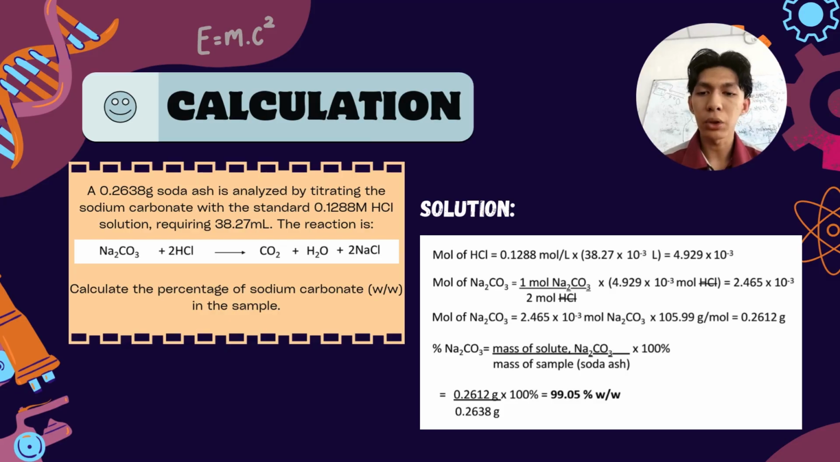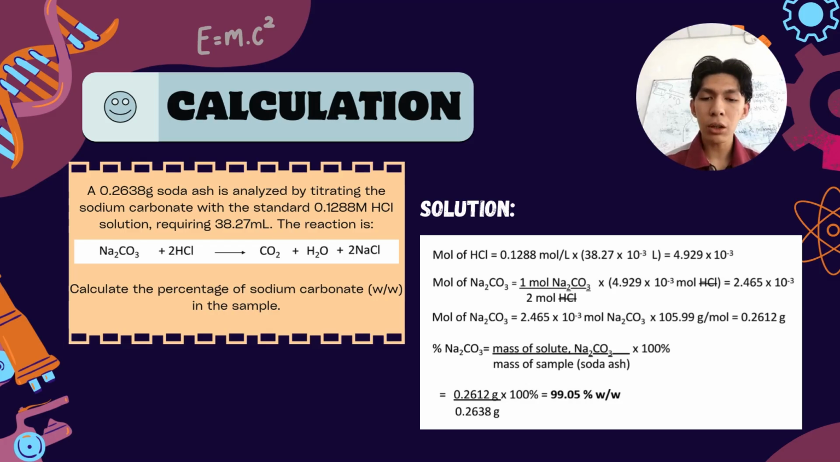Based on the balanced chemical equation, 2 moles of HCl react with 1 mole of sodium carbonate. Therefore, the number of moles of sodium carbonate is 4.929 × 10^-3 divided by 2, which equals 2.465 × 10^-3 moles. Next, we calculate the mass of sodium carbonate by multiplying the number of moles by its molar mass, which is 105.99 grams per mole. This gives a mass of approximately 0.2612 grams.